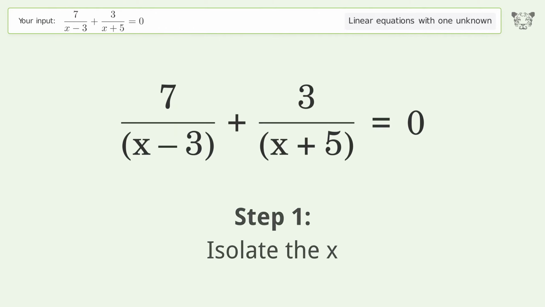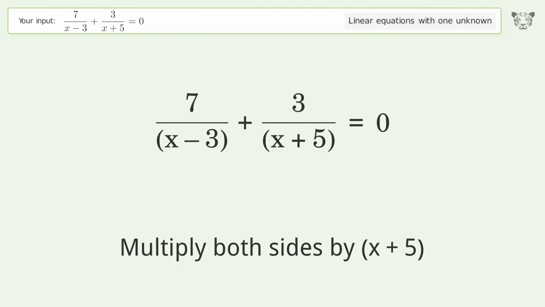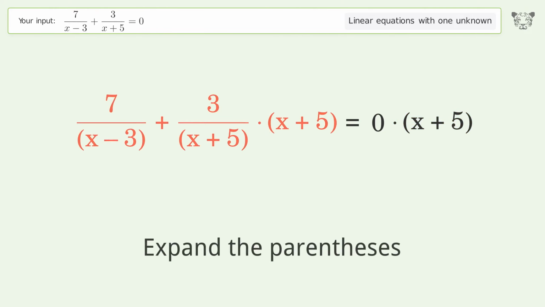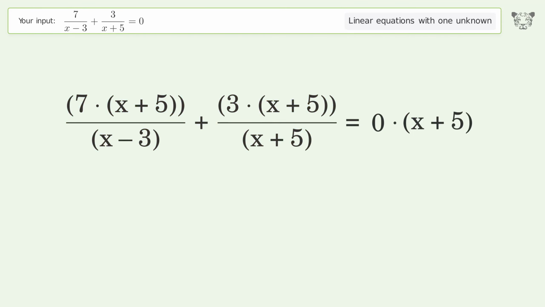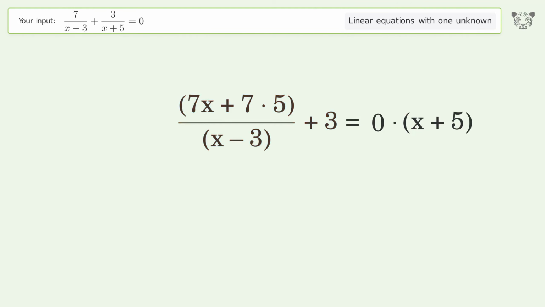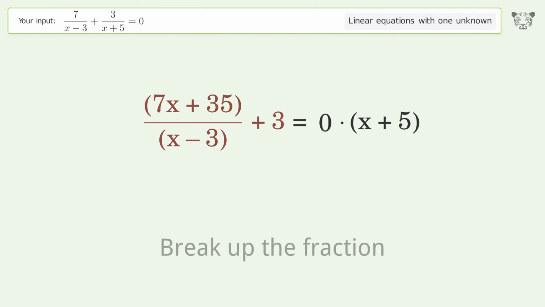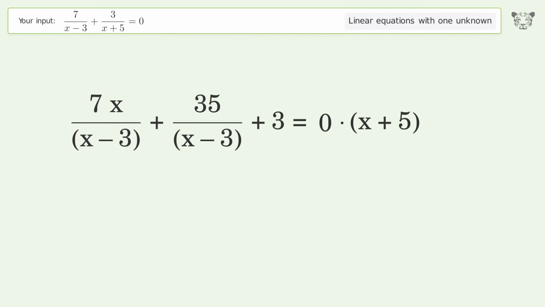Isolate the x. Multiply both sides by x plus 5. Expand the parentheses. Simplify the arithmetic. Break up the fraction. Multiply by 0.